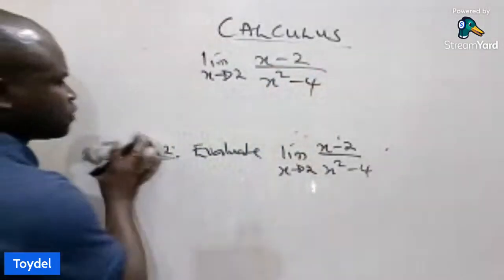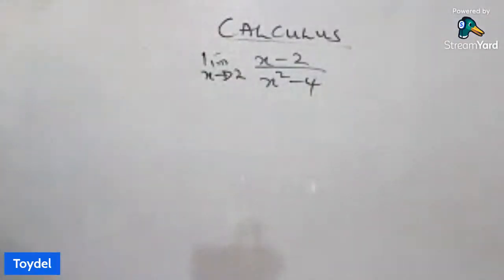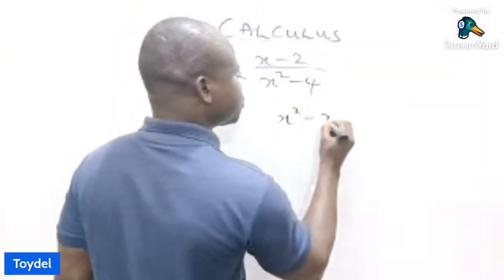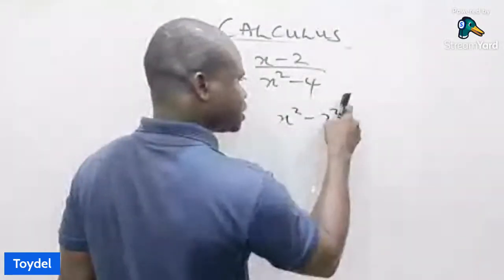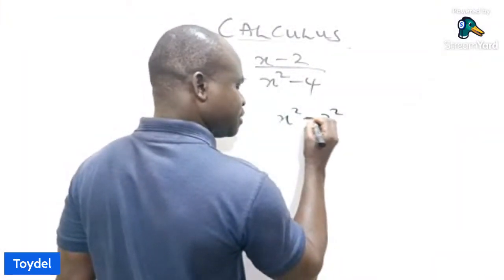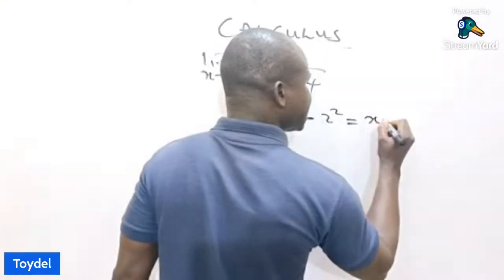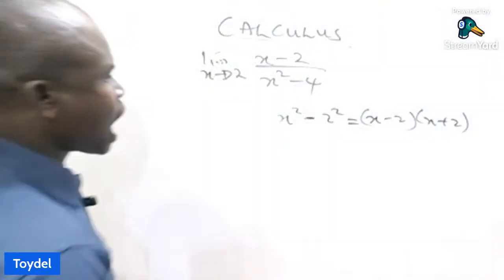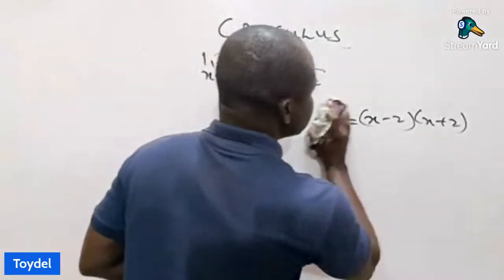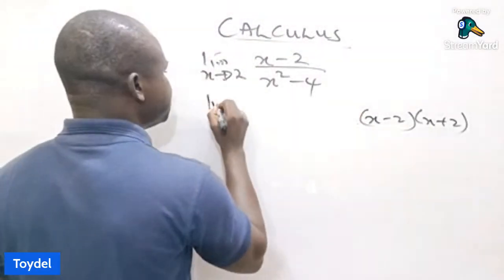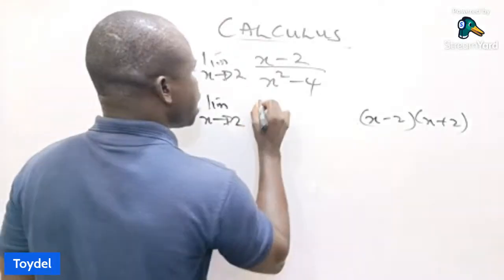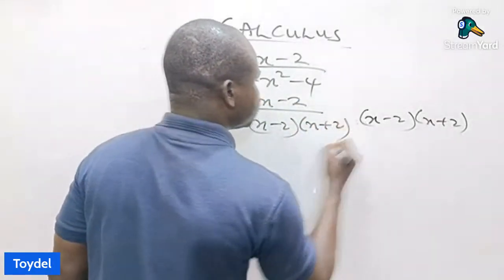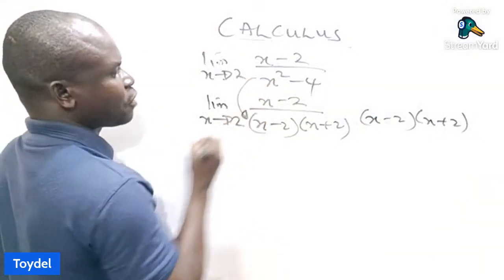Look at that denominator very well. In case of this denominator, it is called difference of two squares. X squared minus 4 is the same as x squared minus 2 squared. This is square, this is square, and the operation here is minus. So this can be expressed as x minus 2 into bracket x plus 2. So I will express the denominator x squared minus 4 in the limit as x tends to 2: I will have x minus 2 all over x minus 2 into bracket x plus 2.